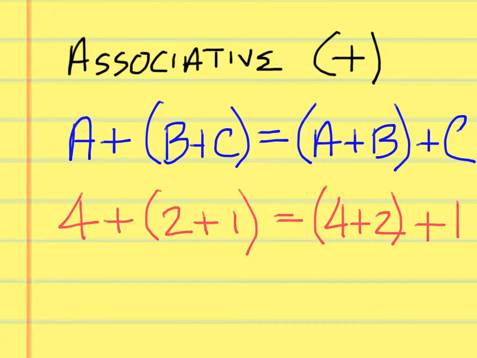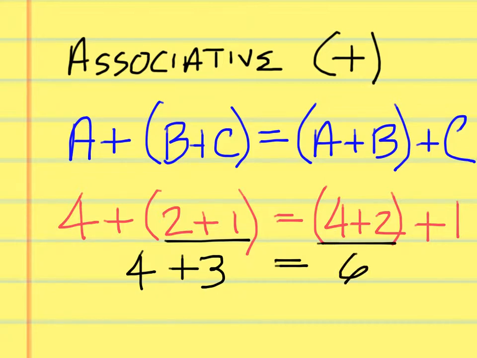What that means is you can add items up in any order. If I add 2 and 1, I get 3. And I can add that to 4. Or I can add the 4 and the 2 together to get 6, and then add 1. Either way you add them up, your answer is still going to be 7 on both sides.